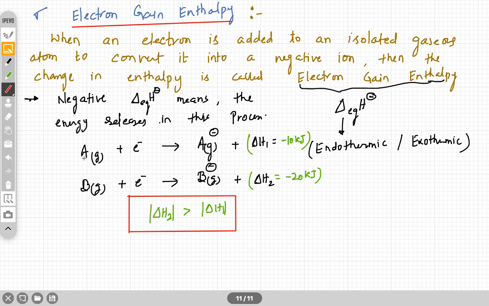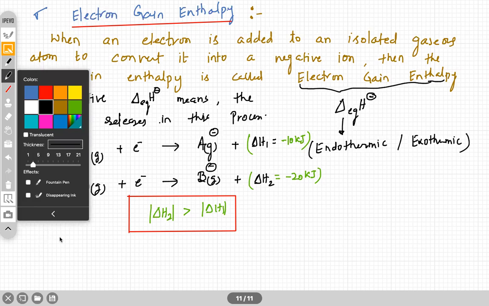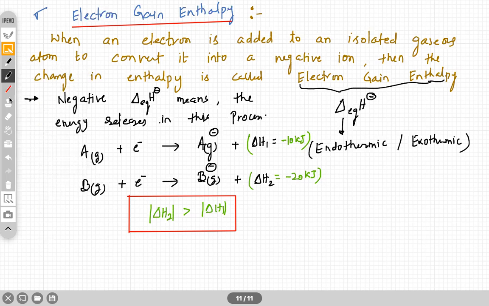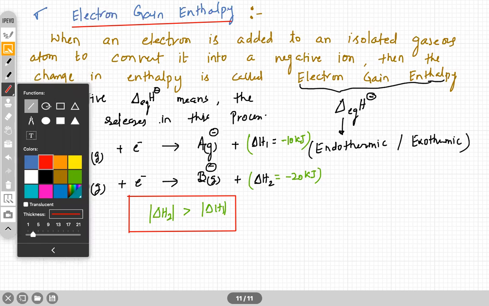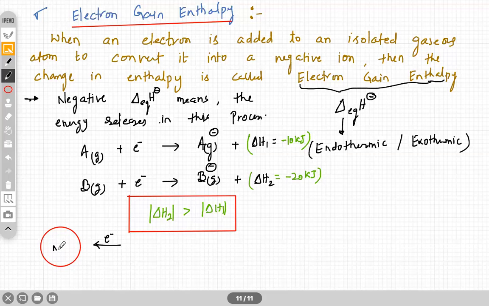Now, what do you mean by this? Suppose you have an atom, and obviously the atom has certain electrons present in it, inner shell electrons. You are trying to add an extra electron onto this. What happens? This atom is neutral.